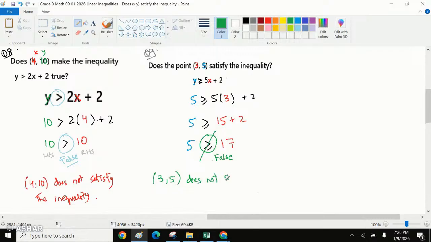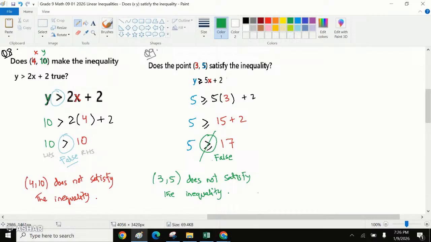does not satisfy the given inequality. Does not satisfy the inequality, okay? Because it is false. The statement is not true, okay?